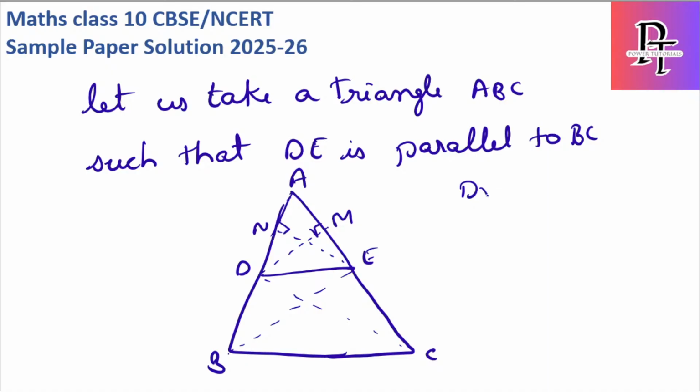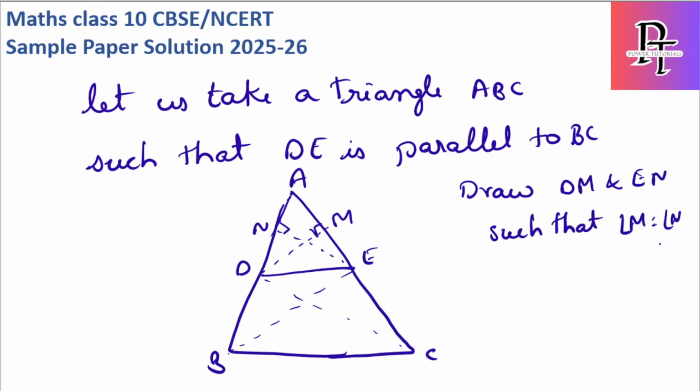So next one, draw DM and EN such that angle M is equal to angle N is equal to 90 degrees, and join BC and DC and BE.